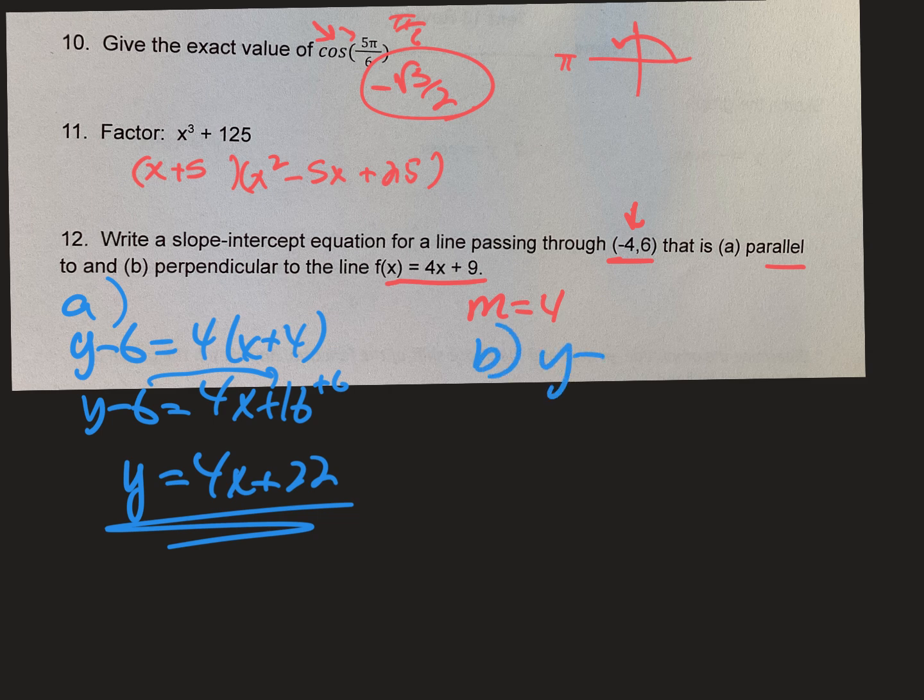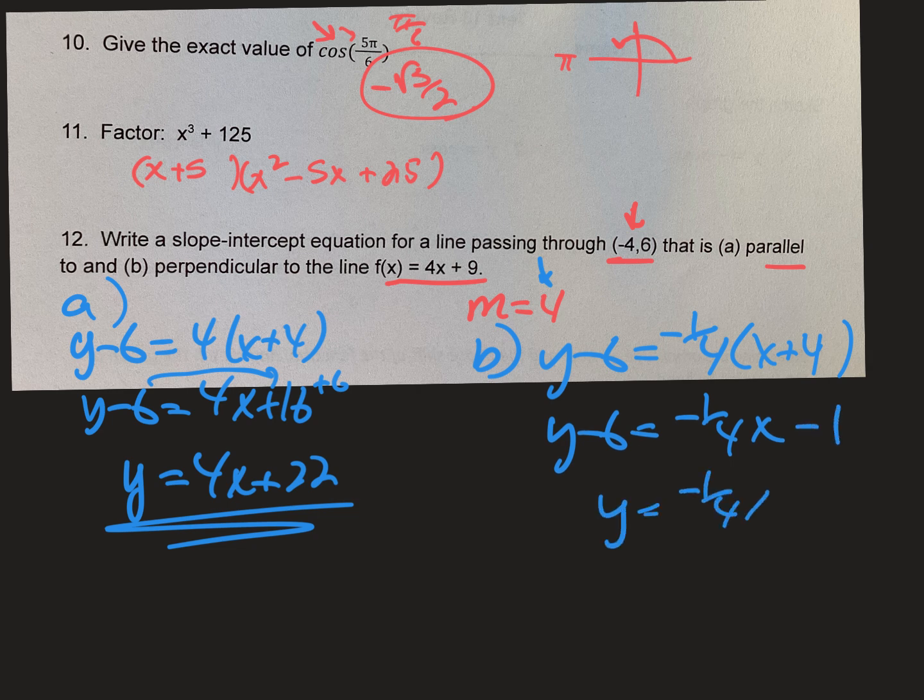Part B says perpendicular. To do perpendicular, I'm doing the same point. The only difference is my slope. Remember, the slope for perpendicular is opposite reciprocal. So I'm going to take that 4, flip it, and change the sign. And I'm just going to do the 2 steps again. So I'm going to distribute the negative 1/4. Negative 1/4 times 4 is negative 1. Let's move the 6 over. If I move that 6 over, it becomes plus 6, which means that becomes plus 5.